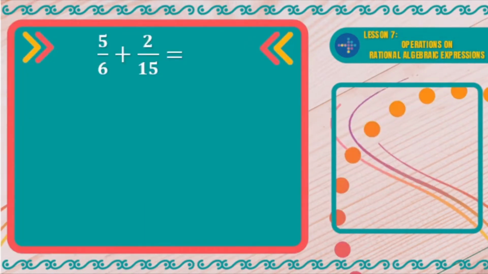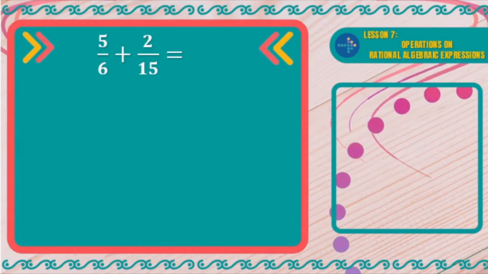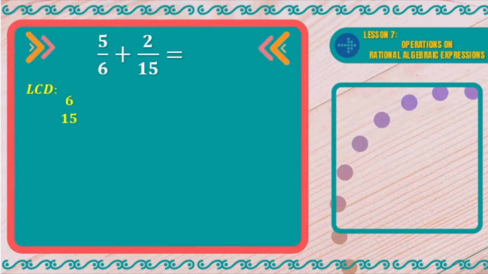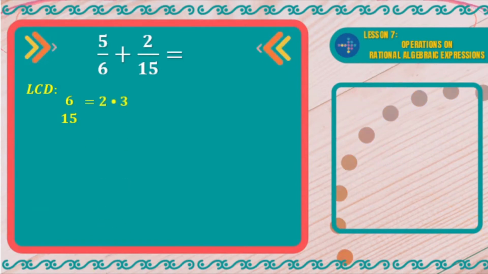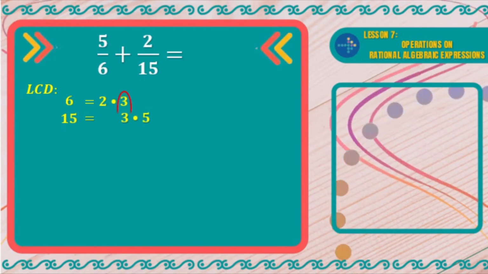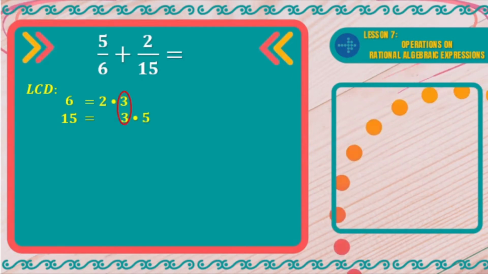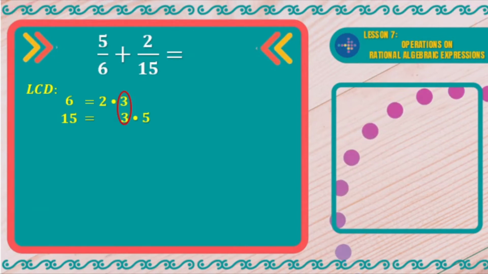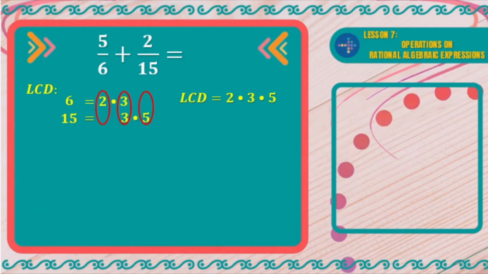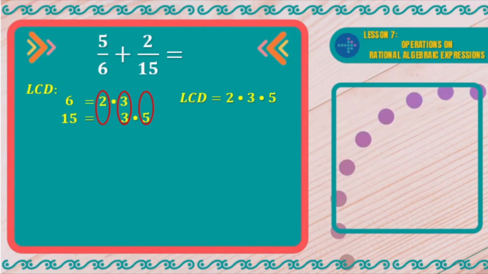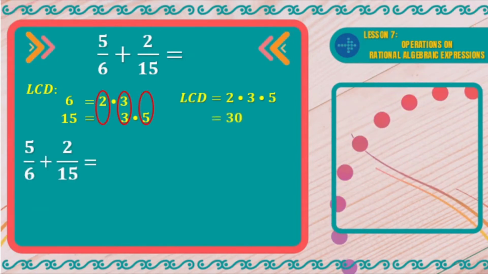So, for example, we have 5 over 6 plus 2 over 15. So, we need to factor 6 and 15. So, for 6, we have 2 times 3. Then, 15, we have 3 times 5. So, the common factor is 3, counted as 1. Then, we have the uncommon factors 2 and 5. So, LCD is equal to 2 times 3 times 5, or 30.